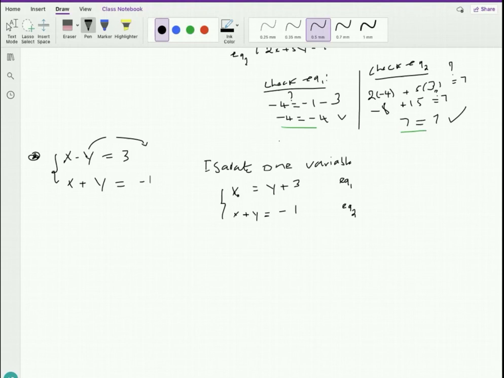So now we're going to plug this into this. So plug, or substitute, x in equation 2. So this is equation 2. We're going to take that x and plug it here. So instead of x, we're going to write y plus 3.